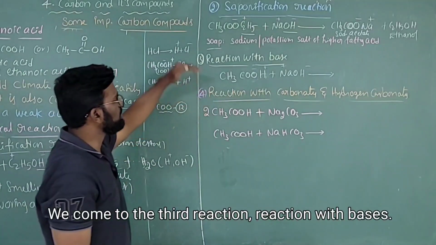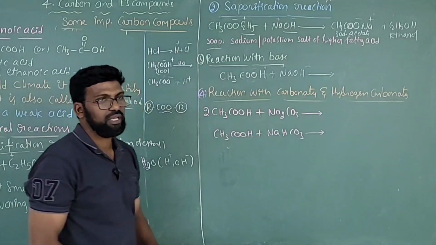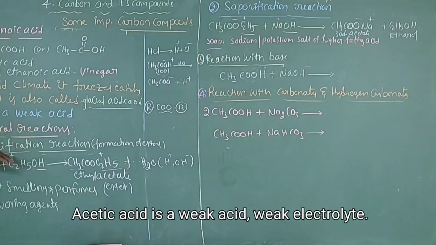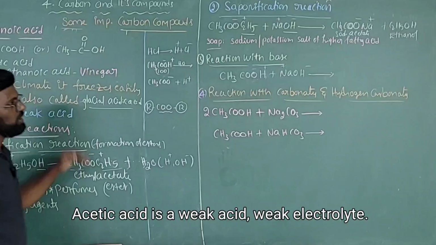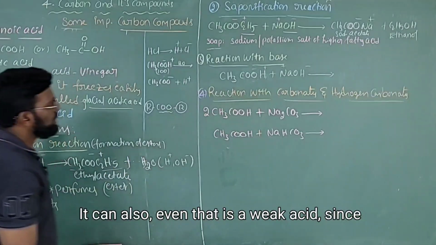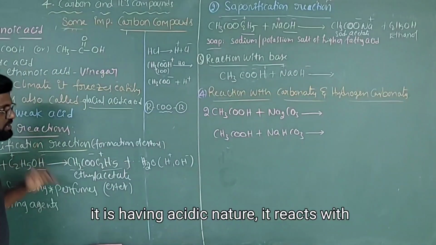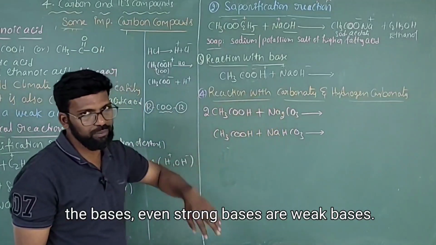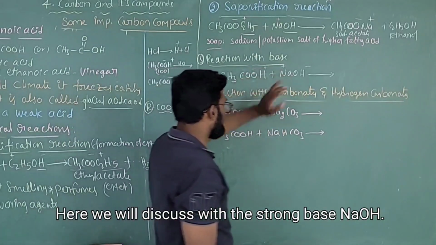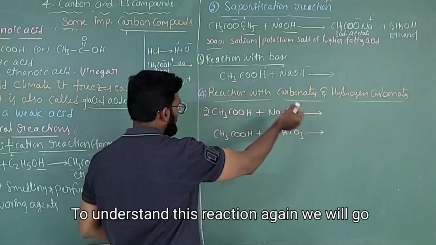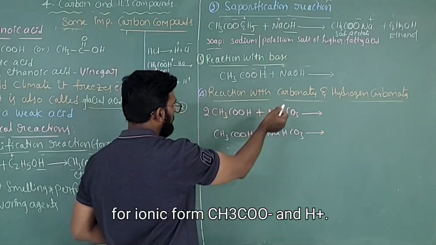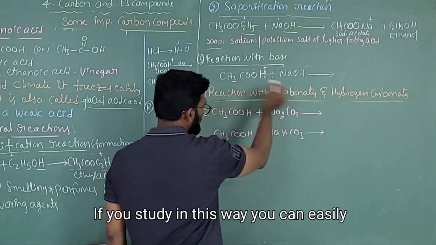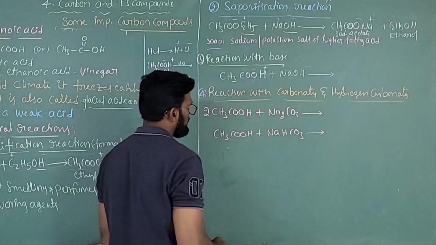We come to the third reaction, reaction with bases. In the beginning, I told you acetic acid is a weak acid, a weak electrolyte. Even though it is a weak acid, since it has acidic nature, it reacts with bases, even strong bases or weak bases. Here we will discuss the strong base NaOH. To understand this reaction, again we will go for the ionic form, CH3COO minus and H plus. If you study in this way, you can easily understand the reaction.